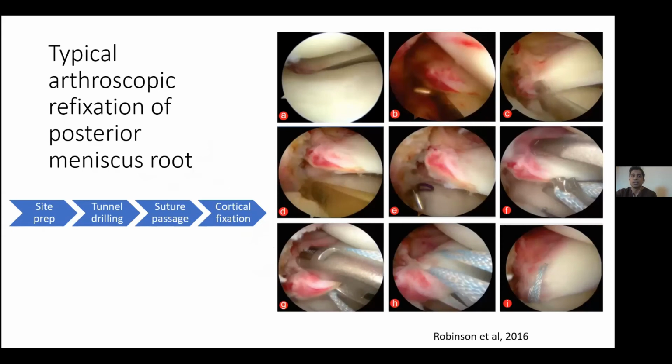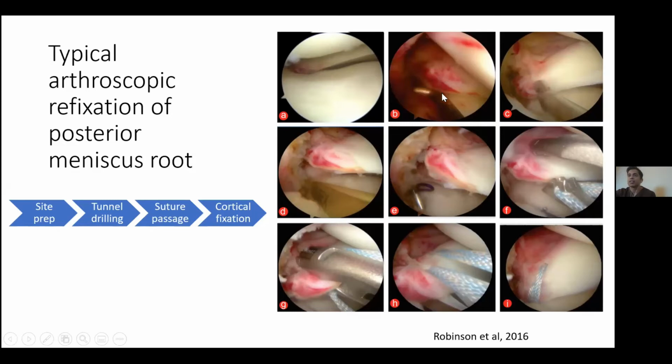So this is a typical arthroscopic repair of the posterior meniscus root. Generally it goes through 4 steps: we prepare the site of repair, we drill the tunnel, we pass the sutures, and finally we tie the sutures on the cortex of the tibia. On picture A here, you can see at the top is the femur, down is the tibia. You can see the meniscus is lifted off from the surface of the tibia. So this is where the tear is.